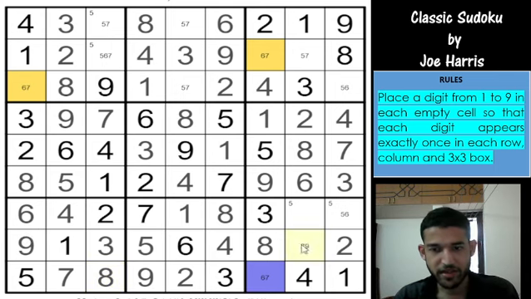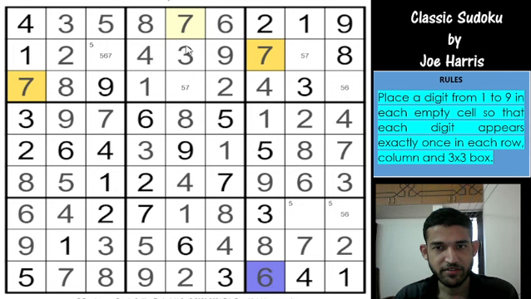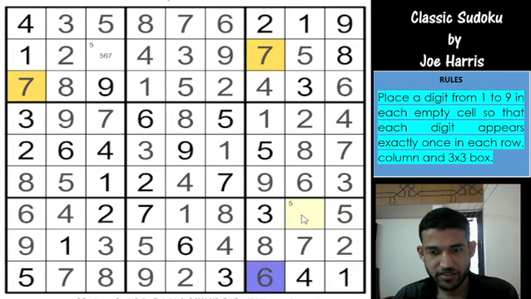And because of this 9 we get the 7 here, a 6 here, and all the yellows become 7 now, and that's a 5, that's 7, that's 5, that's 6, that's 5, 2, 3, 7, 8, 1, 4, 6. So this would be 5, and that has to be a 9, and this has to be a 6.